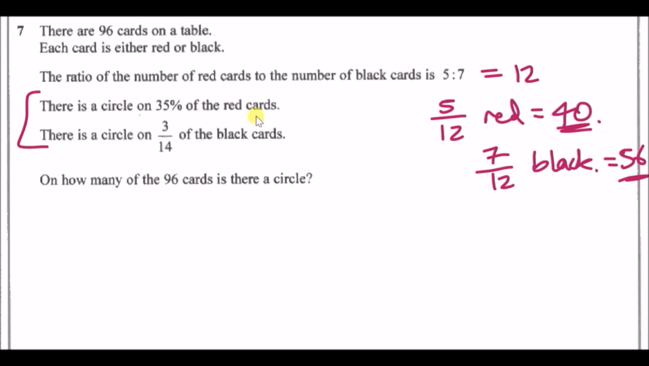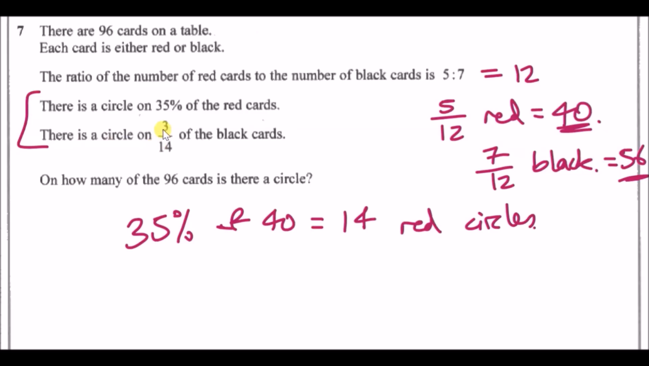Now, out of these red, it says there is a circle on 35% of red cards. So out of 40, you've got to find 35% of 40 will give you the circle reds. So you can write that in your calculator. You can literally copy down 35% times 40, and it'll give us 14. So there are 14 red circles.